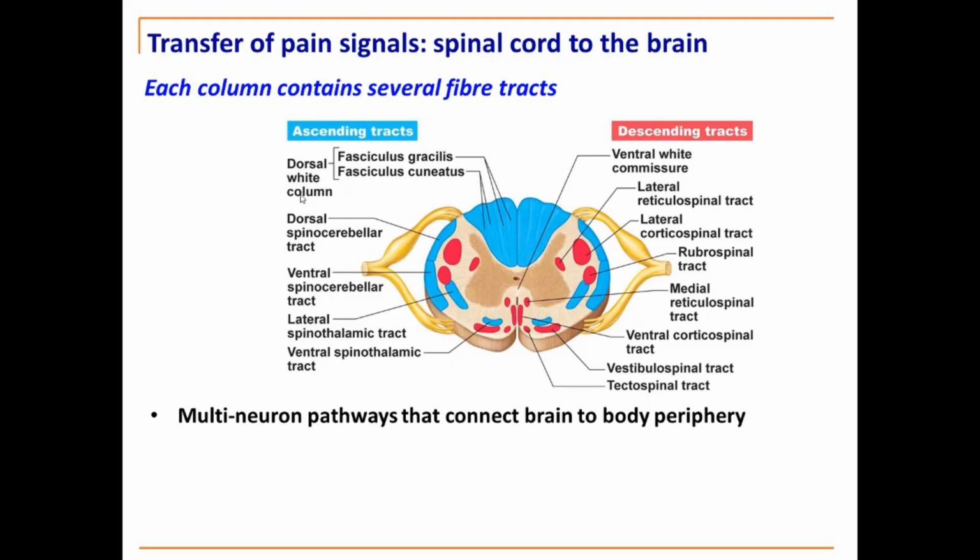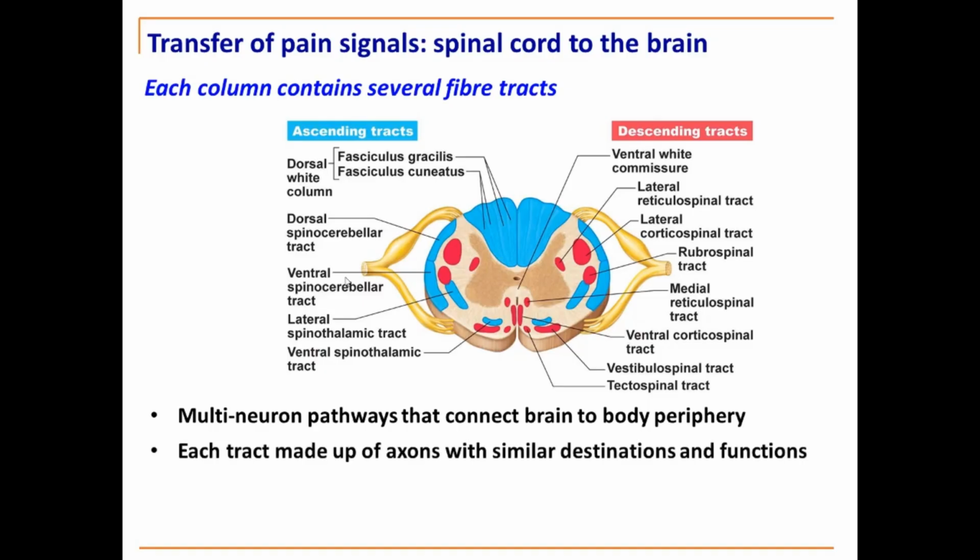So here are a few examples of those columns. We've got some descending tracts, which are shown in red. These are ones that are obviously going downwards. And we have the ascending tracts, the ones that are going upwards towards the brain. There are lots of them, and they carry different types of information that we've already talked about. These are multi-neuron pathways that connect the brain to the body periphery. So we have the first order neuron, which is our sensory neuron, going to our second order neuron, which is the one going up the spinal cord, and then the third order neuron, which synapses with the second order neuron in the thalamus and goes to wherever it needs to, the somatosensory cortex, for example, when we're thinking about the ascending tracts. Each tract is made up of axons with similar destinations and functions.